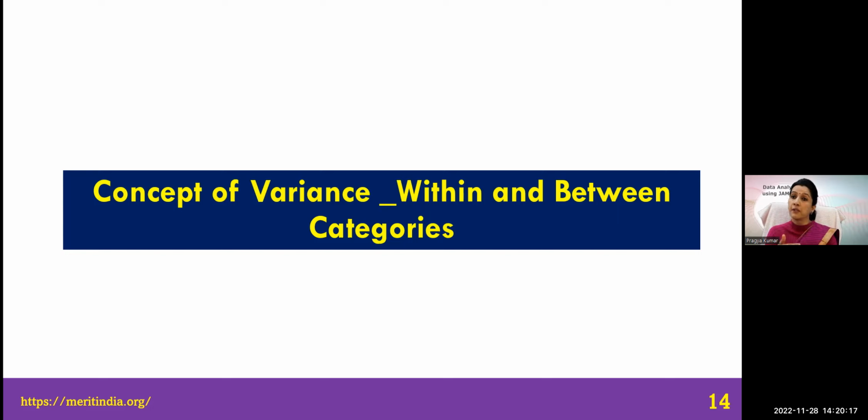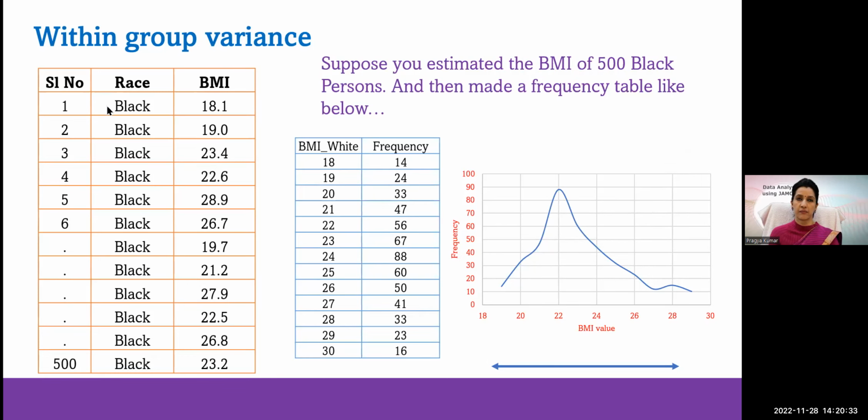So again, recall from the previous example what a variance is. Suppose we are elaborating on the within group variance. Let's say this is the black race. You have got 500 individuals and those 500 values of BMI. You have seen how many of them there are at each BMI, so this is the frequency, and you have plotted a graph between the frequency and BMI value. The graph looks like this.